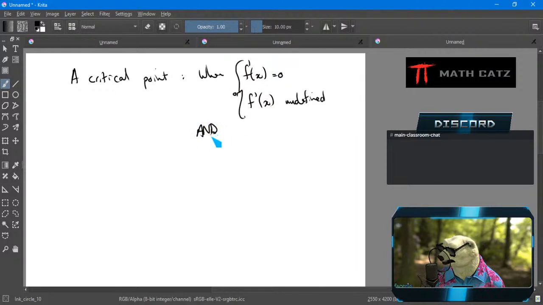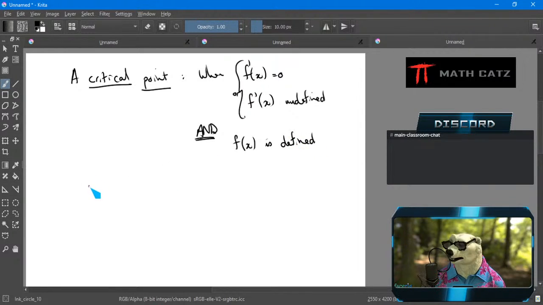And, capital AND, I have to have a point. It's critical, it's important for my table out of these two checks. And it has to be a point, meaning my function is defined there. There has to be a point there.